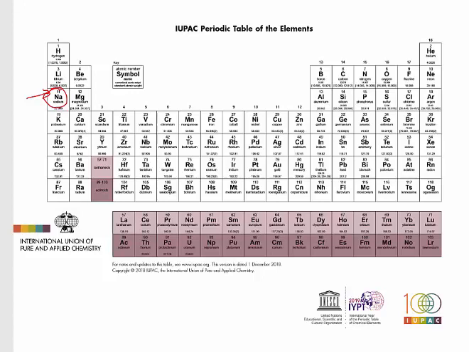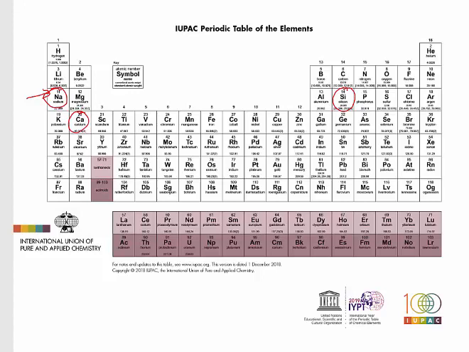Take a look at another one, calcium. The atomic number is 20, and that means calcium has 20 protons. And let us look at one more. Let us take a look at silicon. Silicon has atomic number of 14, and that means silicon has 14 protons.